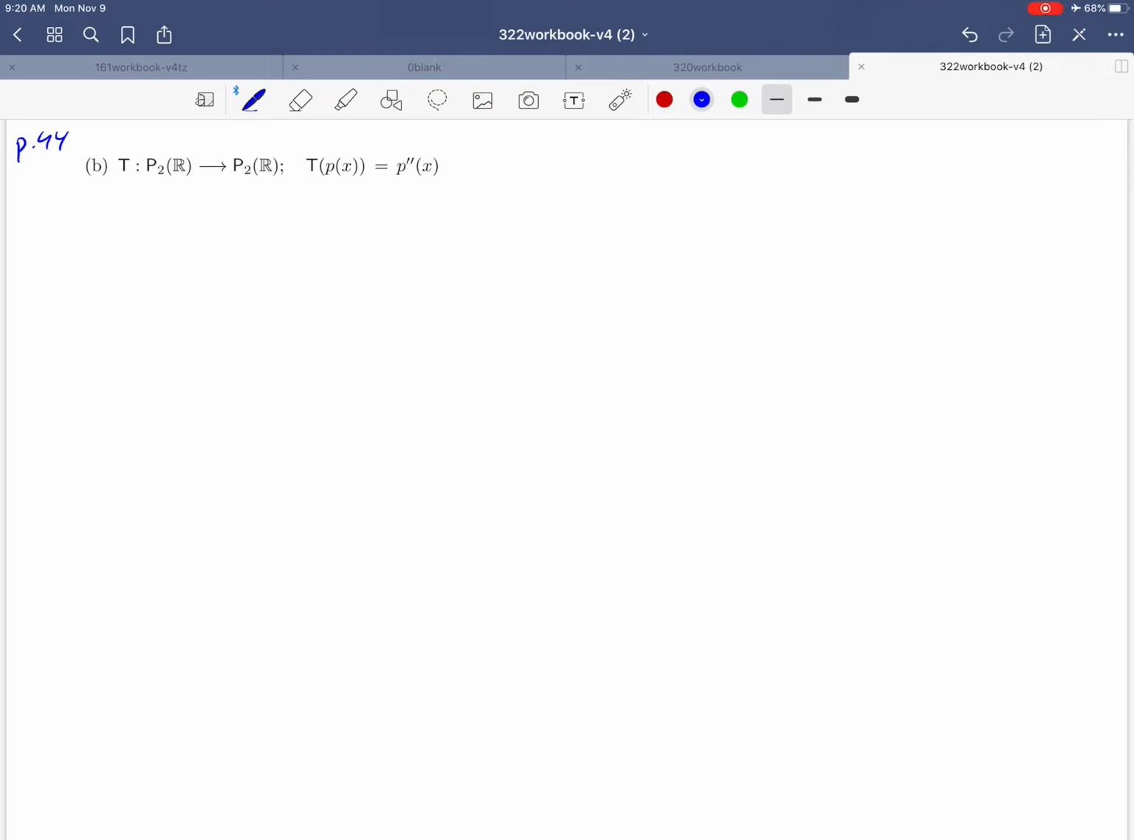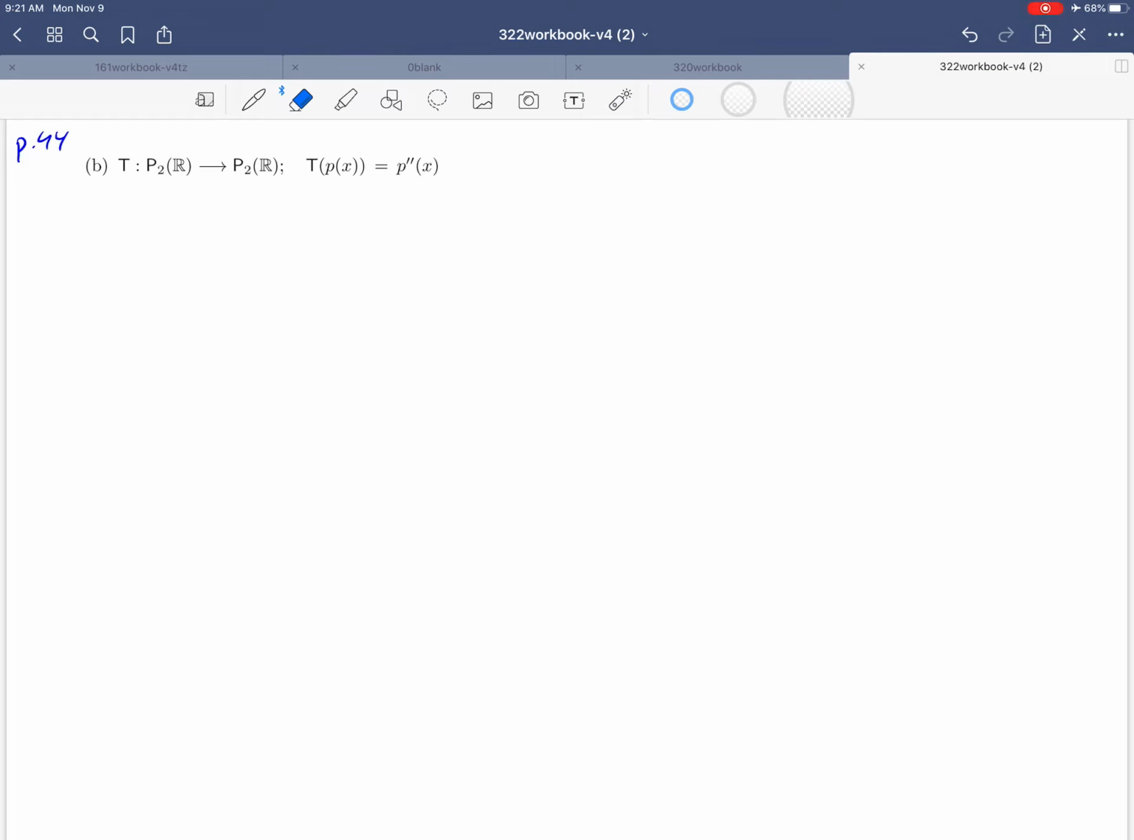In this case we have a transformation that goes from P2(R) to P2(R). So we're talking about polynomials here. And our definition of the function is T of p(x) is just the second derivative of p(x). We're going to approach this problem the same way that we did part A, by thinking about what the null space of this transformation is, and what we'll discover is that that's enough, together with our theorems, to answer all of these questions.